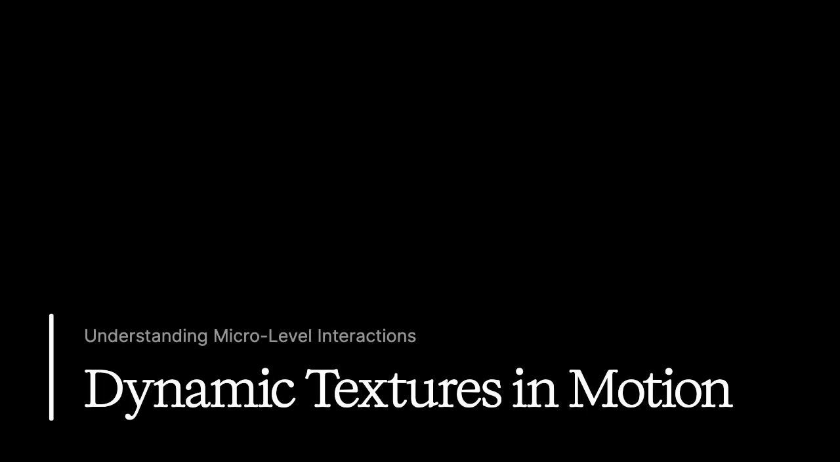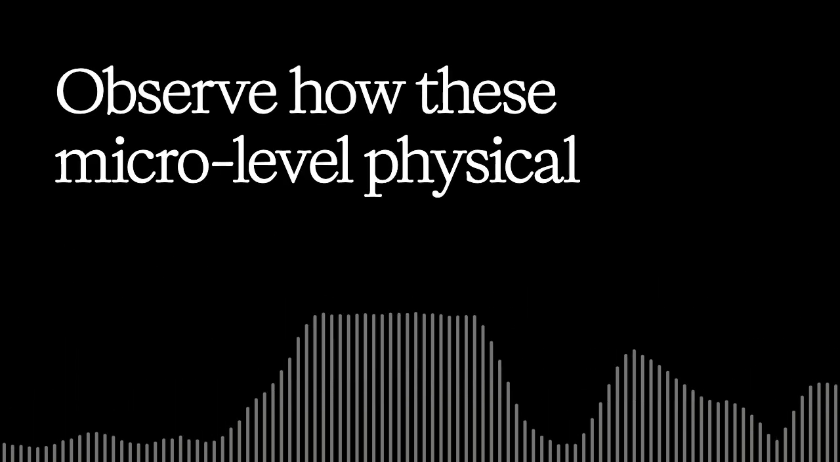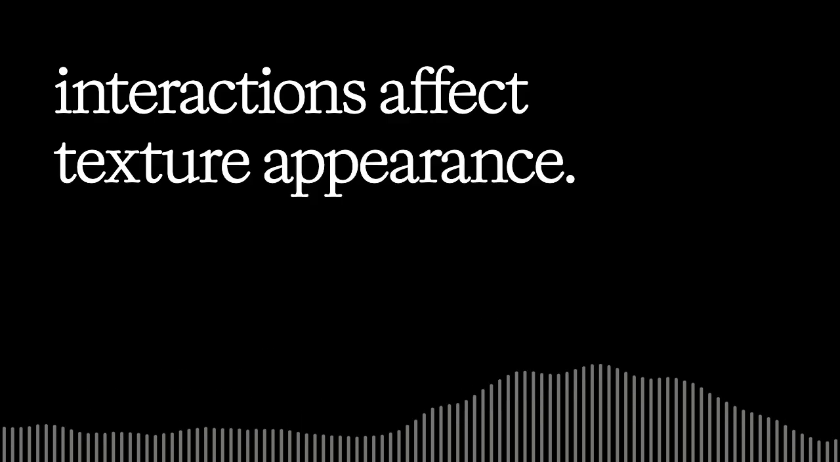Understanding how textures behave during motion is crucial for dynamic scenes. Textures aren't static elements. They need to respond naturally to movement, showing appropriate deformation and interaction with lighting as objects move through space. Observe how these micro-level physical interactions affect texture appearance.